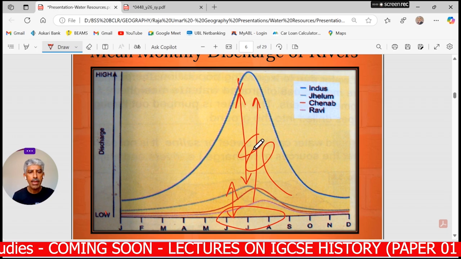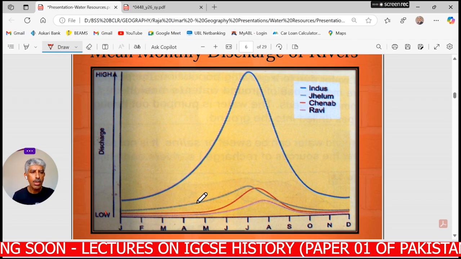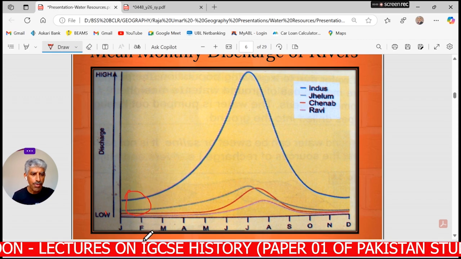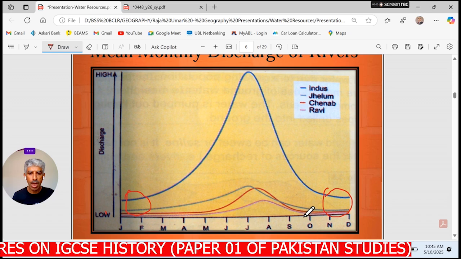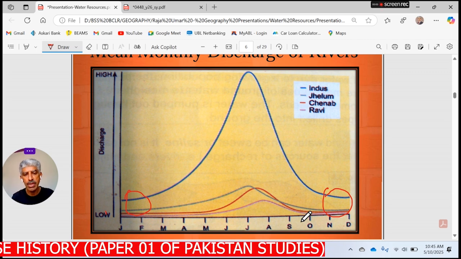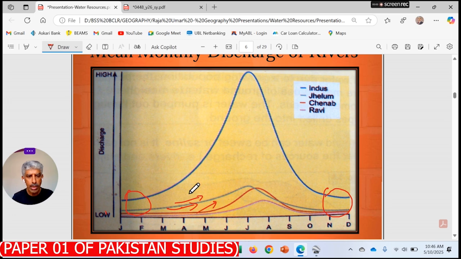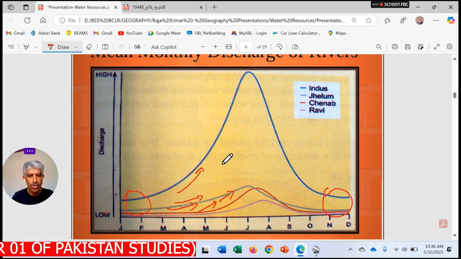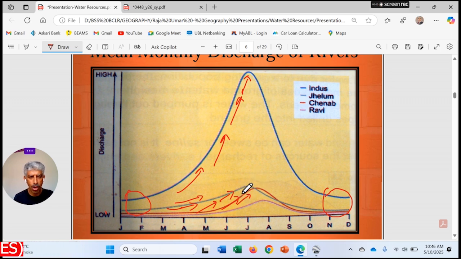And you can see that during the winter months, the river discharge falls drastically. January, February over here, and November, December over here. The river discharge is quite low in almost all the rivers. Still, Indus has a bit higher river discharge in comparison with the others. And as we move towards the summers, we see a change in the river discharge. Indus gets a huge change in river discharge, but the rest of the rivers still get some increase, but it is really very low in comparison with river Indus.